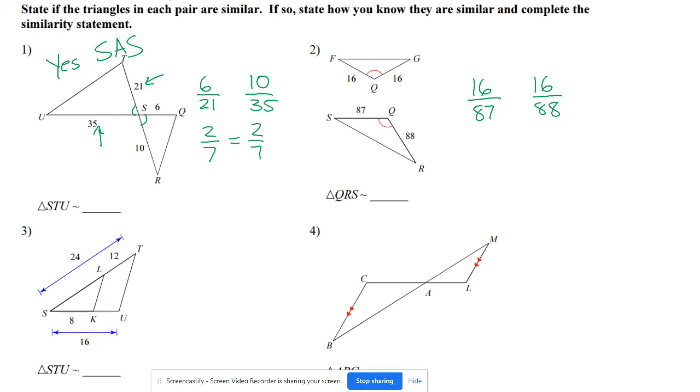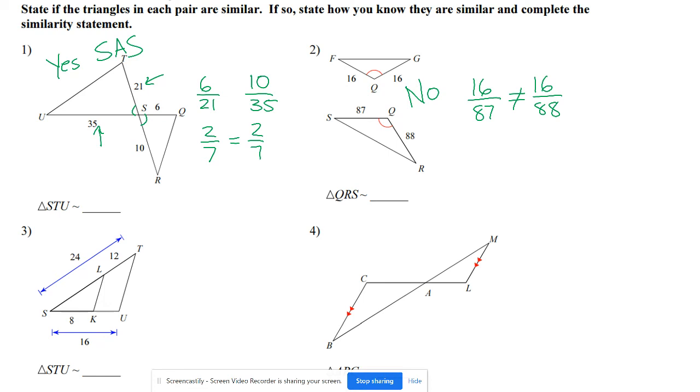But one thing I will tell you is if you have two fractions and the numerators are the same, but the denominators are different, they're never going to be equal. And same thing if the denominators are the same, but the numerators are different. So if you have one number that matches and one number that doesn't, they're not going to be equal. So this one will be a no. Those triangles are not similar.